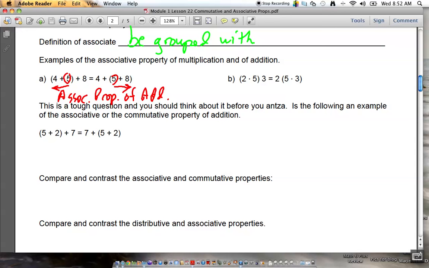I was so stupid when I was young sometimes. I remember taking a quiz once in like 7th grade, and they would give me examples of the associative property of addition, the associative property of multiplication, commutative property of addition, commutative property of multiplication on the quiz.